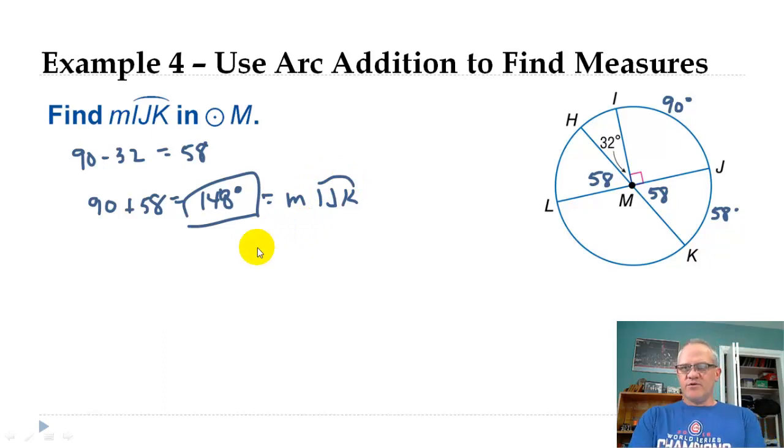Now, you probably could have done a few other things here too. I showed you that way just to remind you about vertical angles, something you could look for. Another way you could have done this is, since you see that HK here is a diameter, and that makes 180 degrees, you could have also just done 180 minus this 90 minus that 32, and that would give you 58 as well. So that's another way you could have done that.